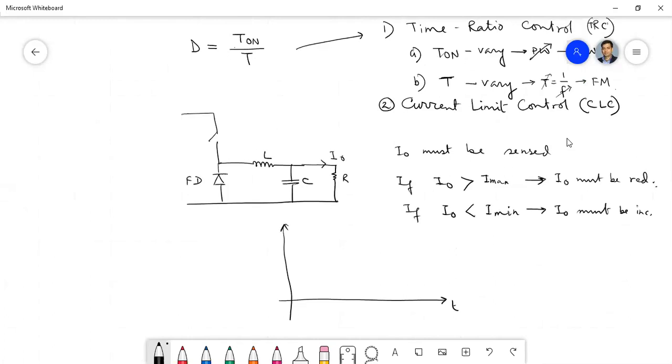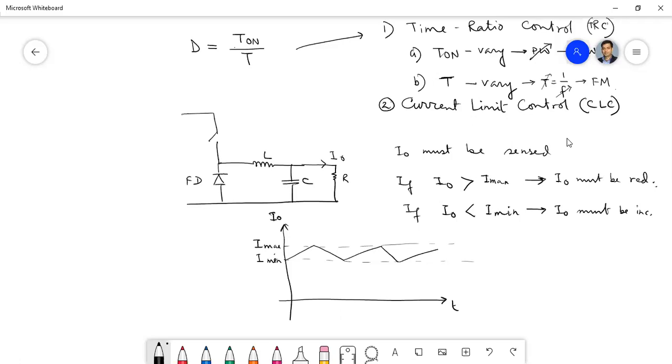That means with time, if the current varies like this, I will not allow the current above a certain threshold value, and below a certain threshold value. The upper threshold value is I max, and the lower threshold value is I min. So this is the value of I0. This type of control is called the current limit control. So these are the two techniques by which we actually control the duty ratio. Here also we are basically controlling the T on time, but varying T on depends on the current through the load.